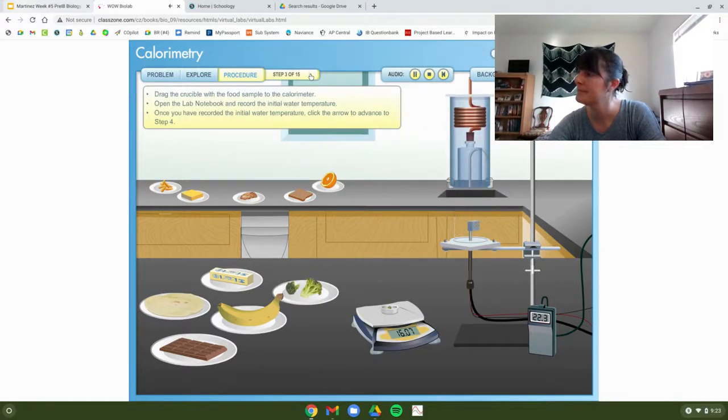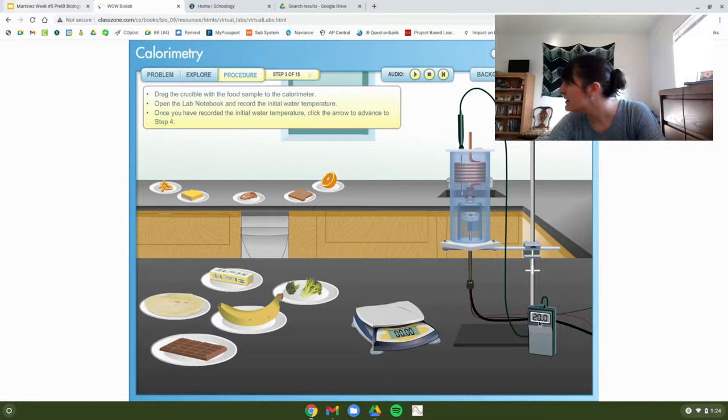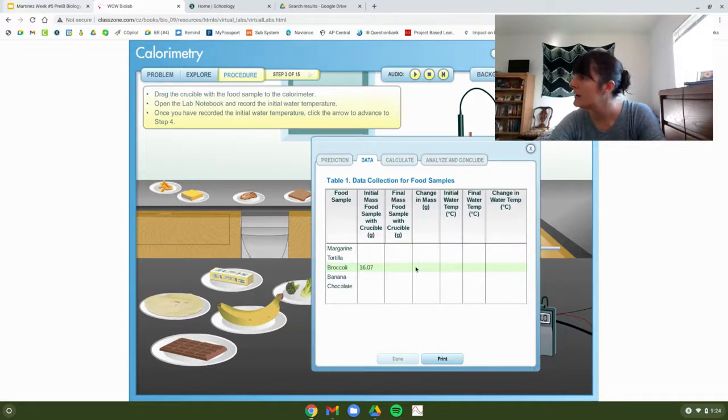Drag the crucible with a food sample to the calorimeter. Open the lab notebook and record the initial water temperature. Once you have recorded the initial water temperature, click the arrow to advance to step 4. All right, get my crucible up in there, add some water. In this lab, we're adding 600 milliliters of water. Looks like our initial temperature is 20 degrees Celsius. So here's my lab notebook. My initial temperature looks like 20 degrees Celsius.